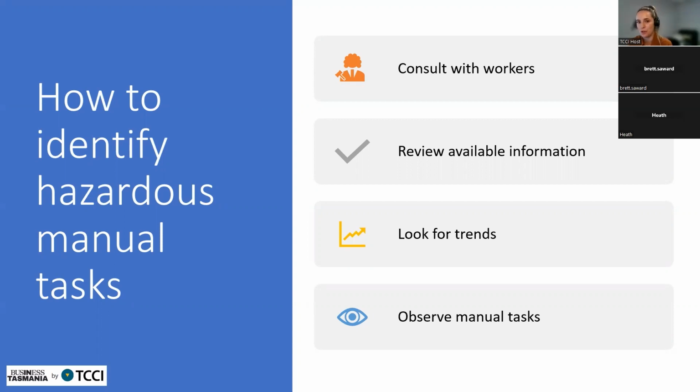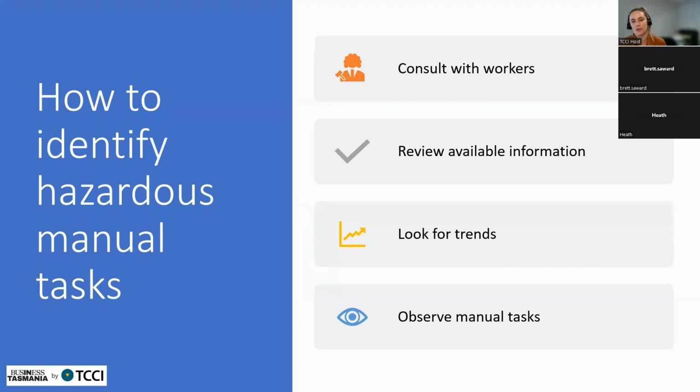And when you are doing a risk assessment, they may come up with hazards that you weren't aware were present as well. So consulting with workers is so important. Review available information, look for trends. If you're getting a bit of a trend of some shoulder injuries in the workplace, have a look at those, do some investigations, break it down.